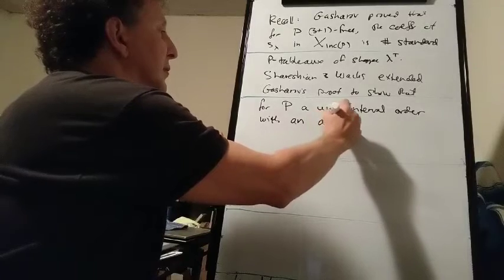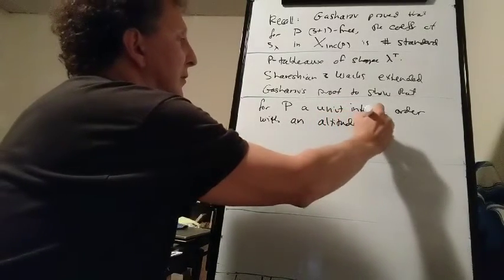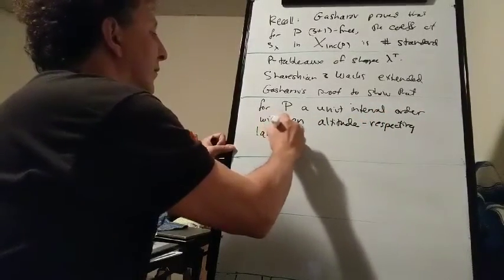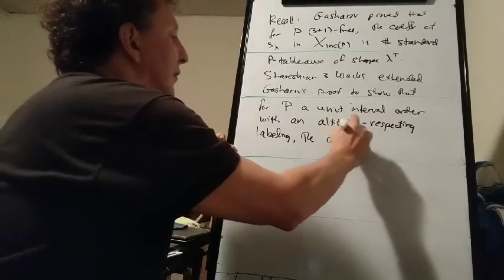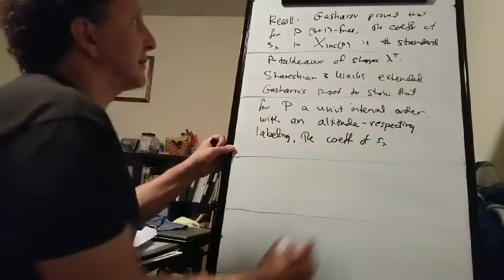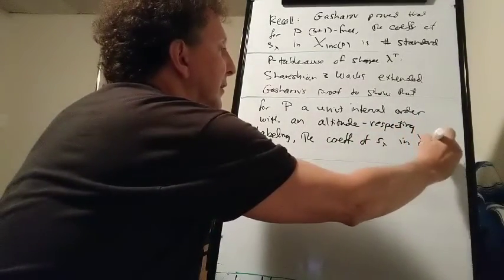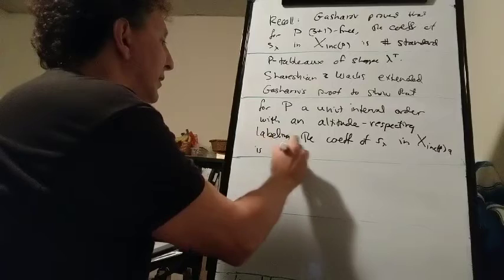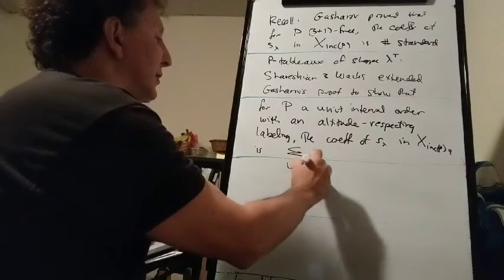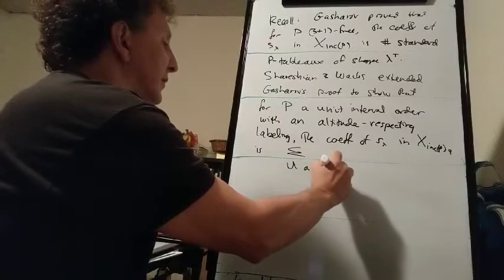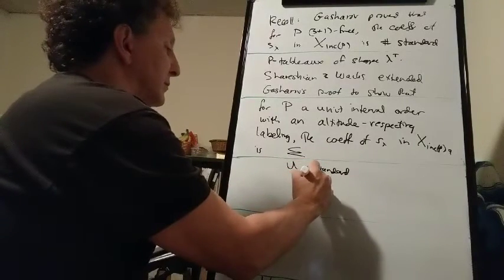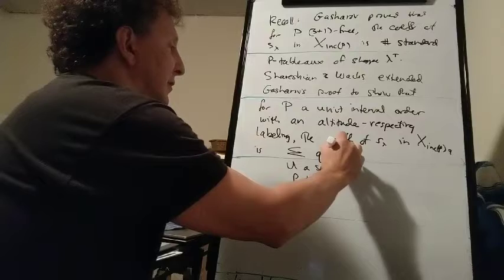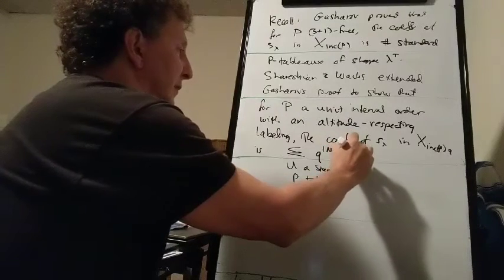with an altitude respecting labeling, the coefficient of the Schur function s_lambda in their q-chromatic symmetric function is the sum over U a standard P-tableau of q to the number of P-inversions of U.